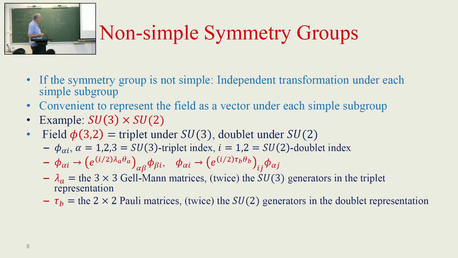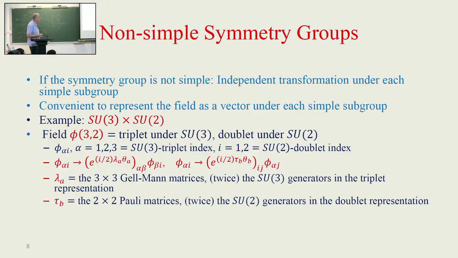And so we can write phi as having, if you want, 6 components, and the convenient way of writing is writing first the index under the first group and then the index under the second. So phi_{3,2} has 6 components. Alpha runs from 1 to 3 because it's a triplet under SU(3), and i runs from 1 to 2 because we assigned it to a doublet of SU(2). So that's the way we write.